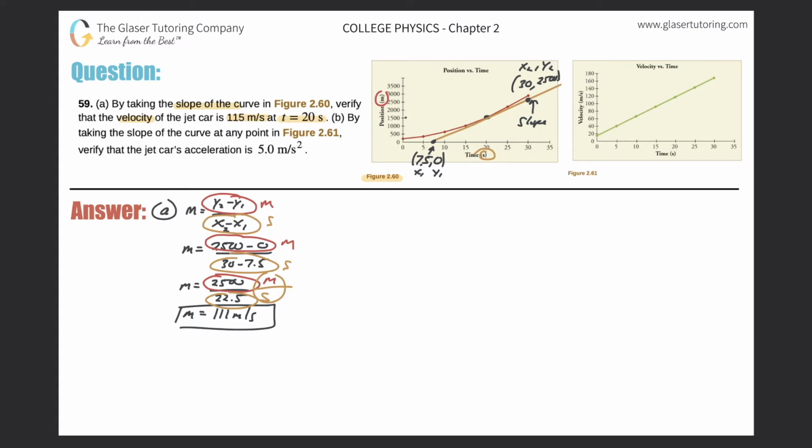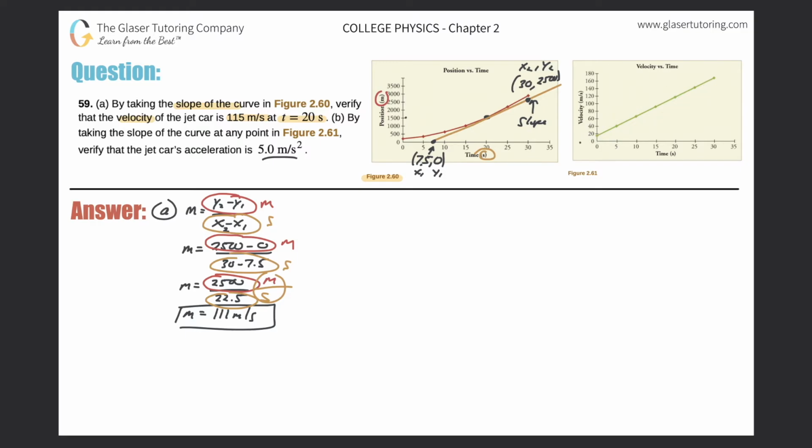Now let's take a look at letter B. By taking the slope of the curve at any point on figure 2.61, verify that the jet car's acceleration is 5 meters per second squared. So again, we'll get an answer of about 5, but it might not be exactly 5. So on this curve, notice this is just a nice straight linear line. It doesn't have any type of curve to it at all. It's nice and straight. So I don't have to do this whole tangent line thing. I can just find 2 points on this line and calculate the slope.